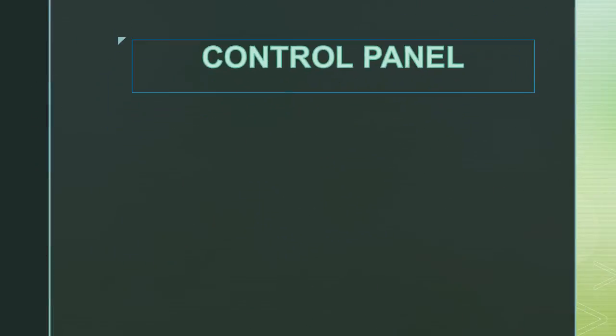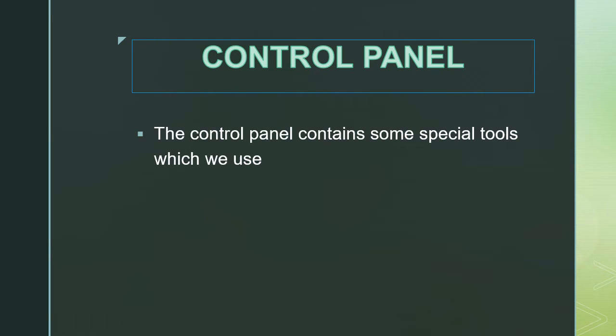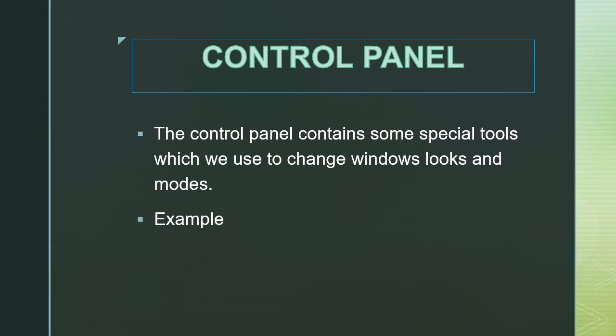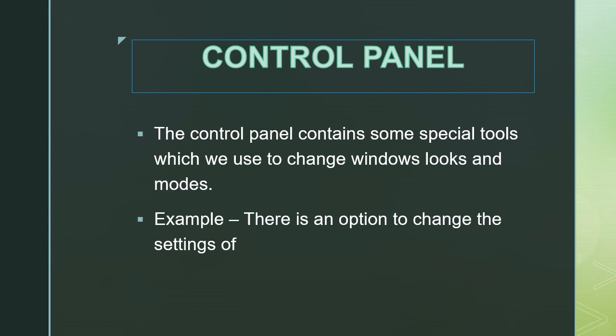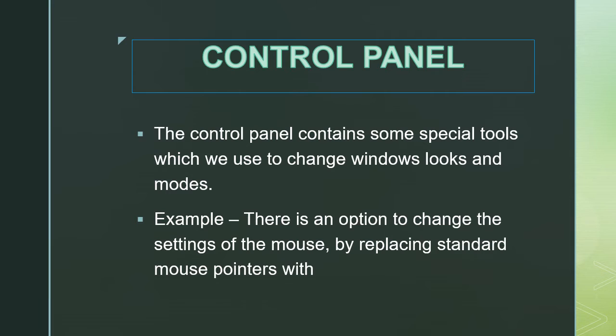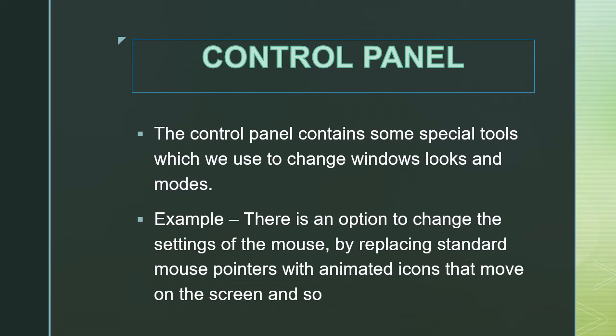Now the next topic is control panel. So first of all, we'll see what is control panel. The control panel contains some special tools which we use to change window looks and modes. Basically, the function of control panel is to change the look of the window. That particular window which we are using, you can change the look and mode of that window. Example, there is an option to change the settings of the mouse by replacing standard mouse pointers with animated icons that move on the screen and so on.